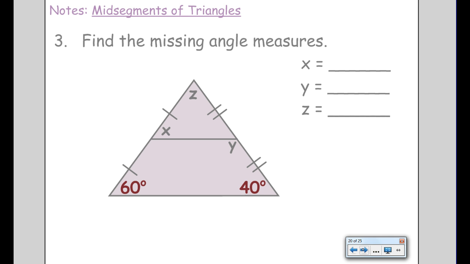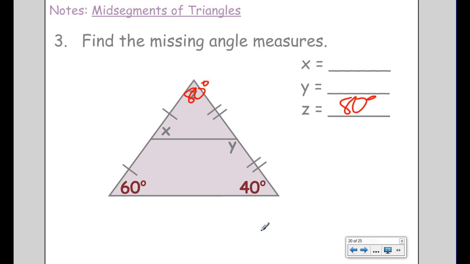Austin, what's 60 plus 40? 100. So if I've got 180 degrees and I've already used up 100, how much are left? 180 minus 100. Okay. So Z is 80. We've got Z.